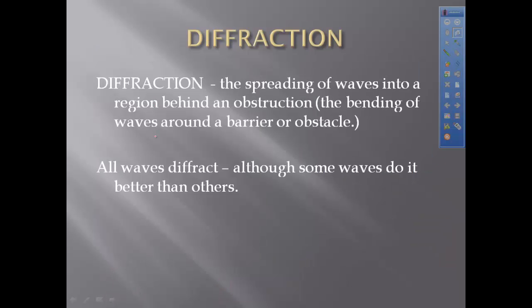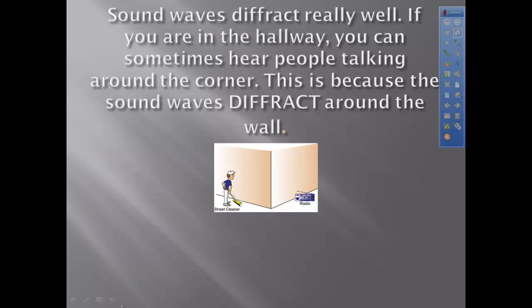All right, diffraction. Diffraction is the spreading of waves into a region behind an obstruction, or the bending of waves around a barrier or an obstacle. So all waves can diffract. Some kinds of waves do it better than others. Sound waves diffract pretty well. They can bend around corners and obstacles really easily. Light waves, most of the time, don't diffract around things very well. Light waves can sometimes go through things pretty easily, but not necessarily around the corner.